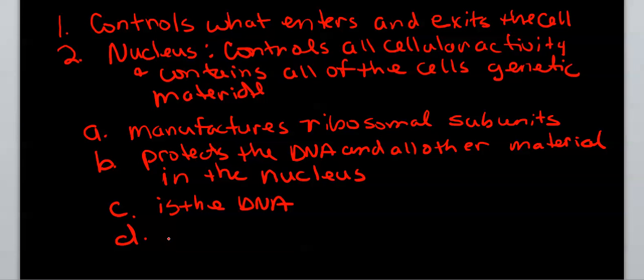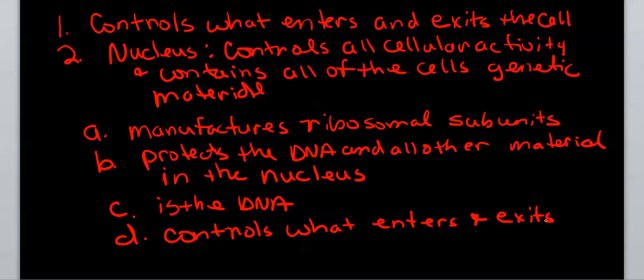D was the nuclear pores, controls what enters and exits the nucleus. And E was a chromatin, so once again, it is the DNA.